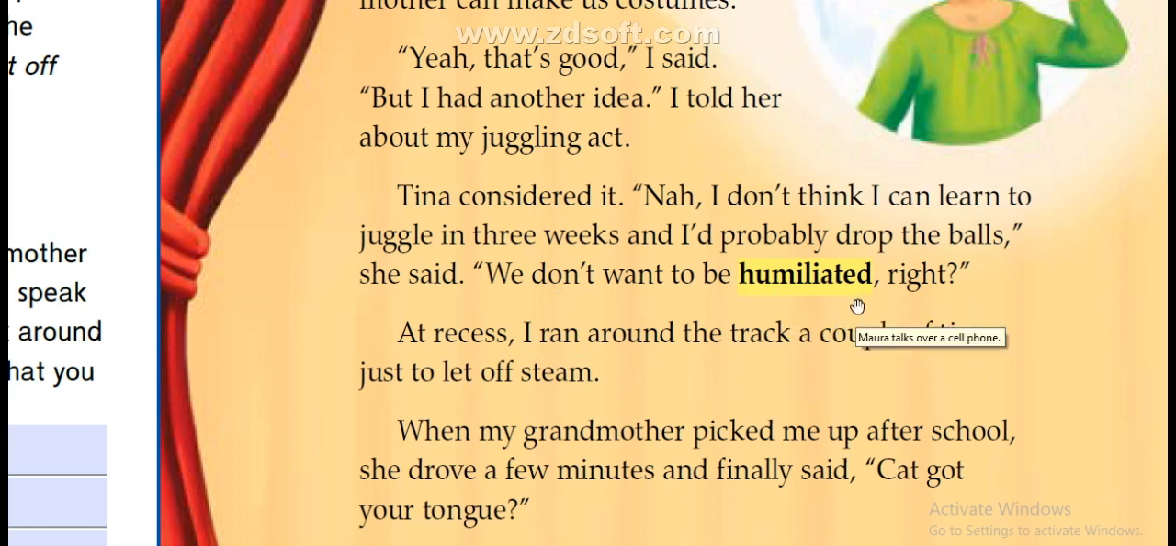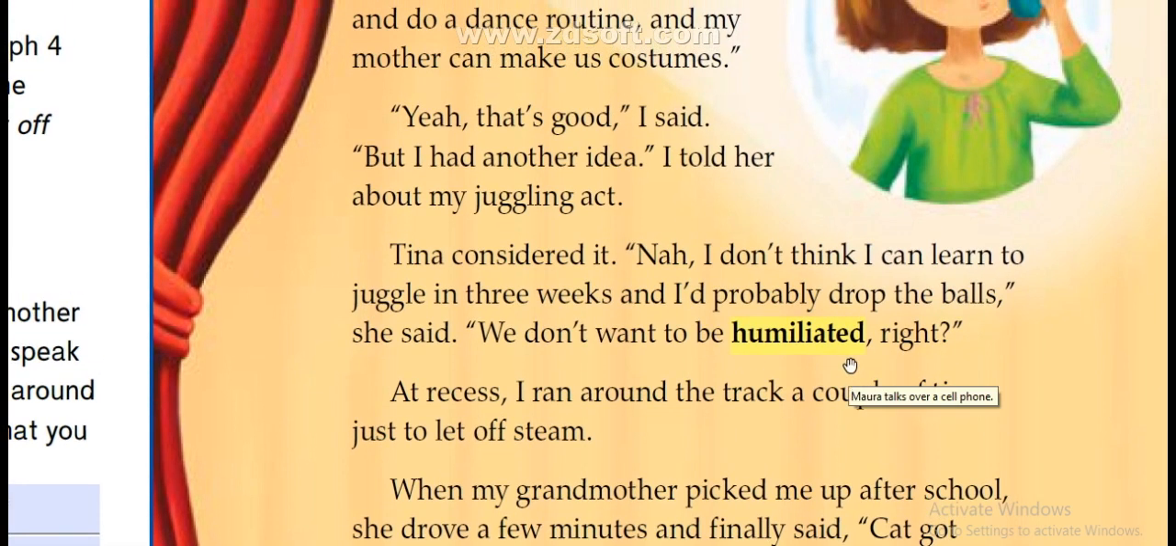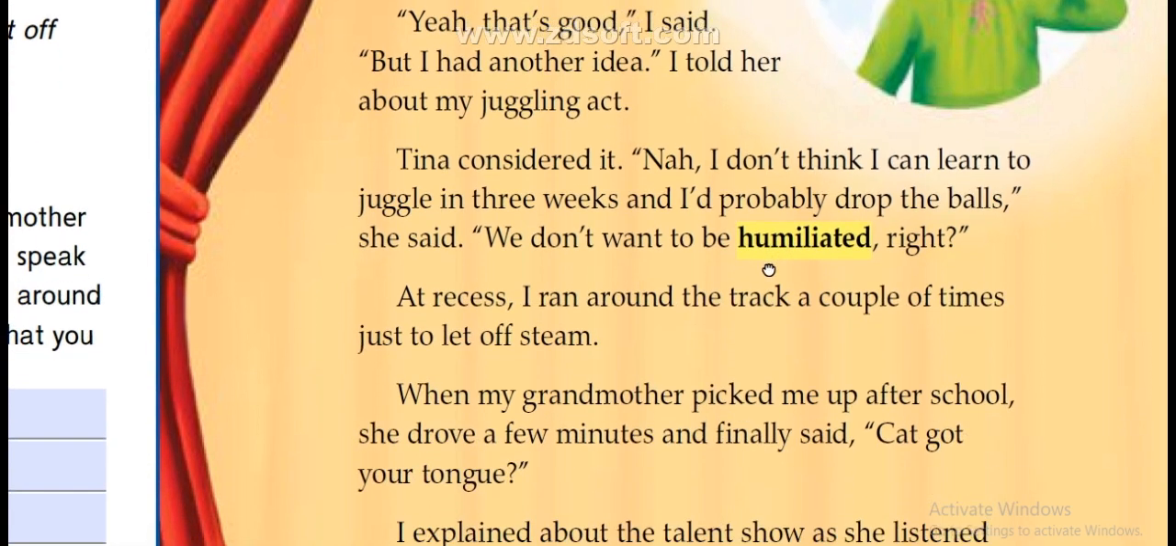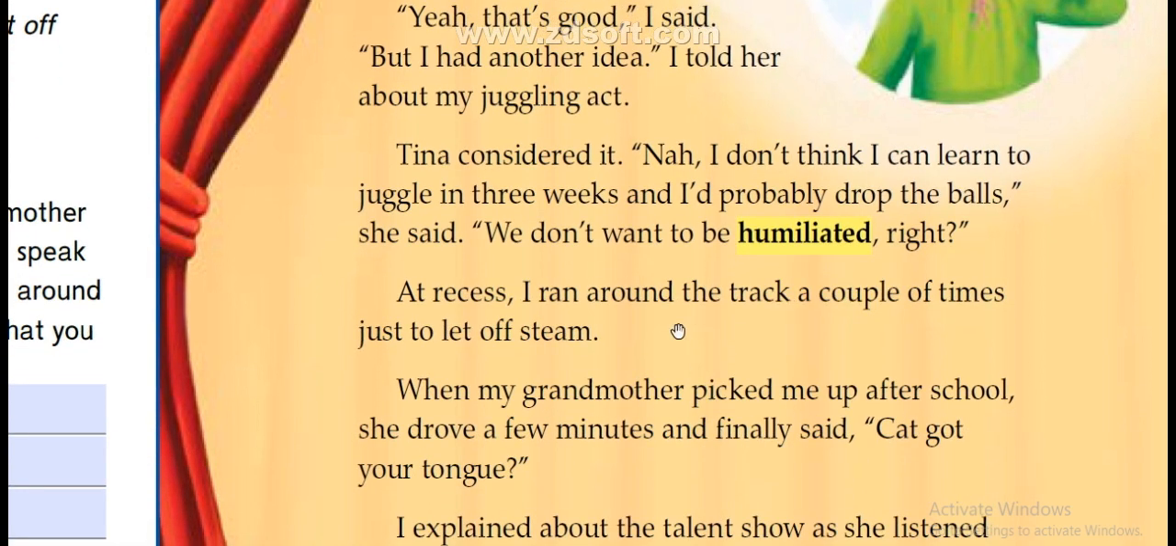Do you want to be humiliated if you drop the balls, for example, while doing the act at the talent show, singing and juggling on the stage? For example, Tina's balls fall down. What will happen? She will feel humiliated because everyone will maybe laugh at her, right? And she's going to feel ashamed and foolish.